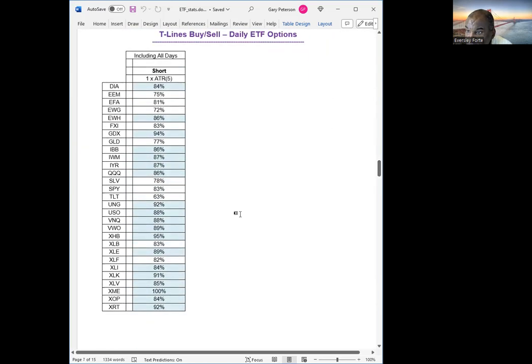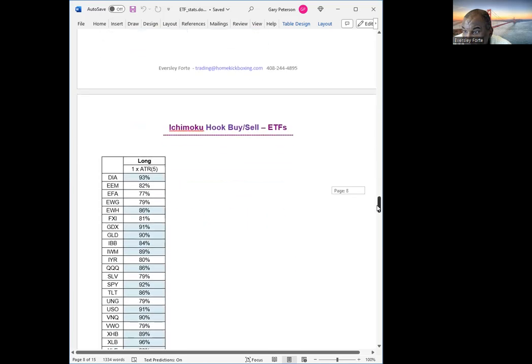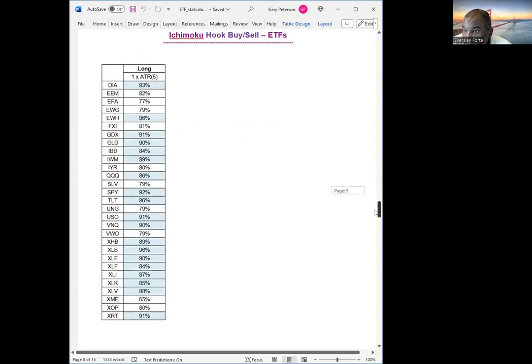Another one for one of the short setups. One of our hook setups. So if I get a hook valid on EWH, which is Hong Kong, I'm going to pass. It's less than 84. But if I get one valid on EFA, 92% or 100%, I'm good either way. Never had a loss. That type of thing. And this is one strategy for buying market bottoms following a pullback. This is one we always look for in addition to the market internals.